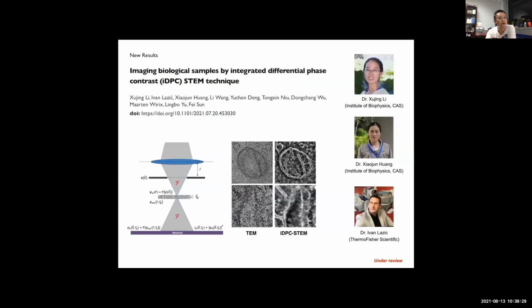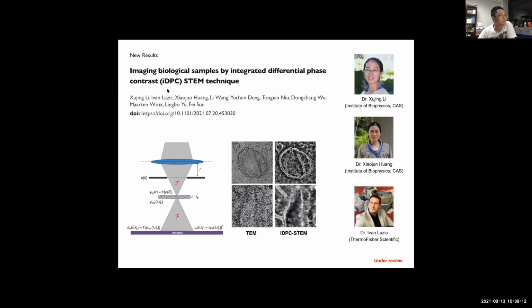And for the second part of my talk, I would like to report our recent technology development in collaboration with Thermo Fisher Scientific, led by Dr. Ivan Lazic. And our engineers, Dr. Xujing Li and Dr. Xiaojun Huang, are the major contributors to this work. And the technology we're trying to develop is called iDPC scanning transmission electron microscopy.